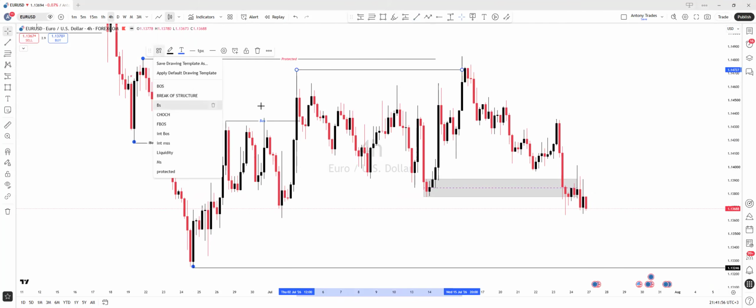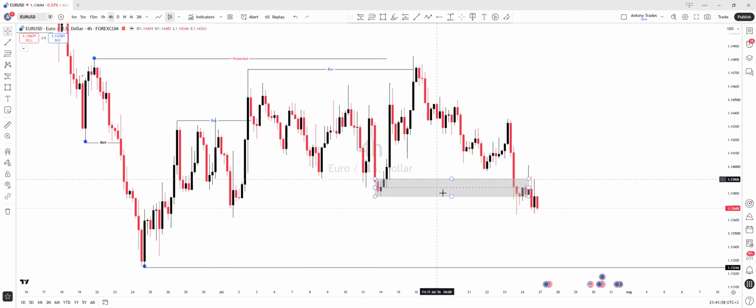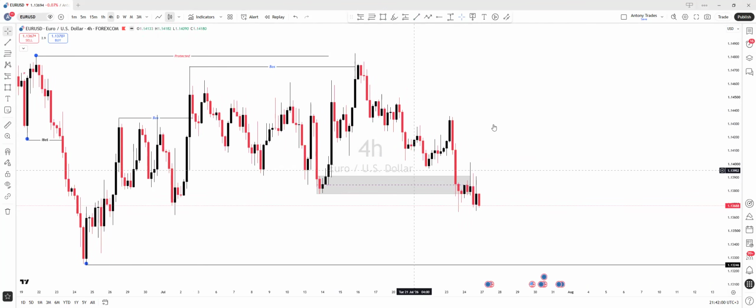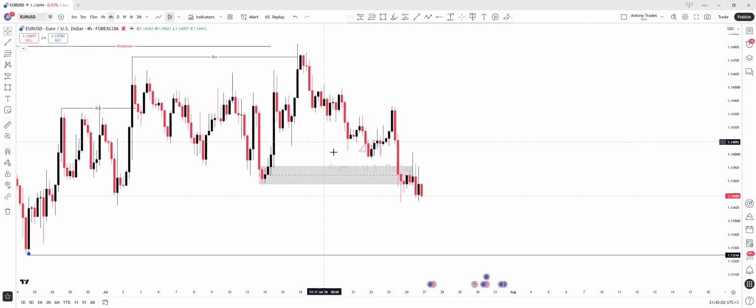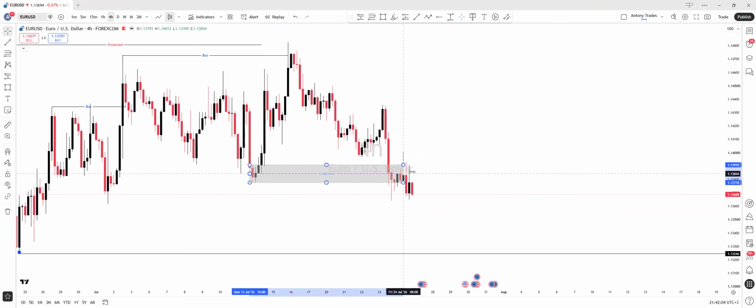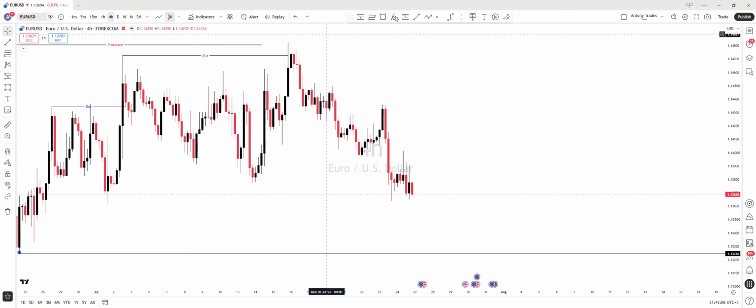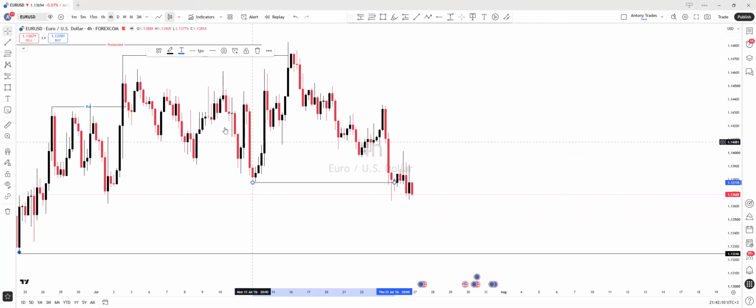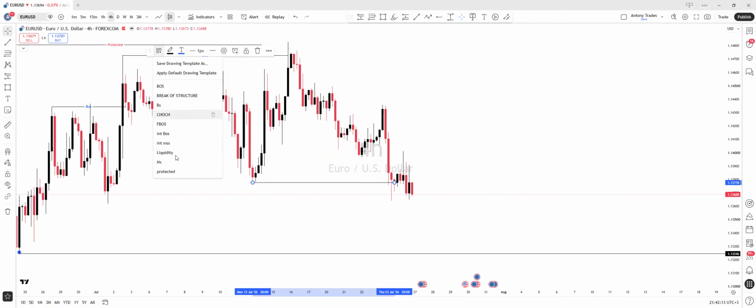So what were we anticipating? We were anticipating the market to come at least to this demand zone, and then we buy from here to target this high. But unfortunately, the market closed below this zone, and once we closed below that zone, now we have a market structure shift. So this is a change of character to the downside.